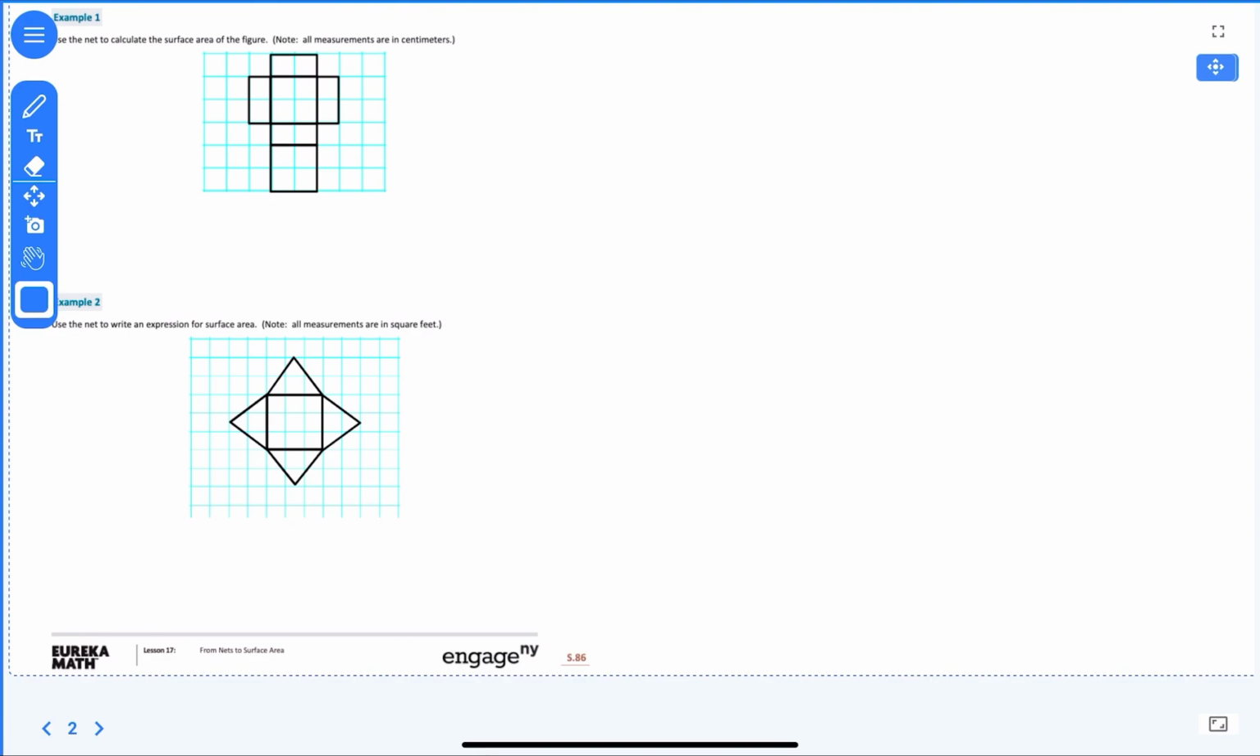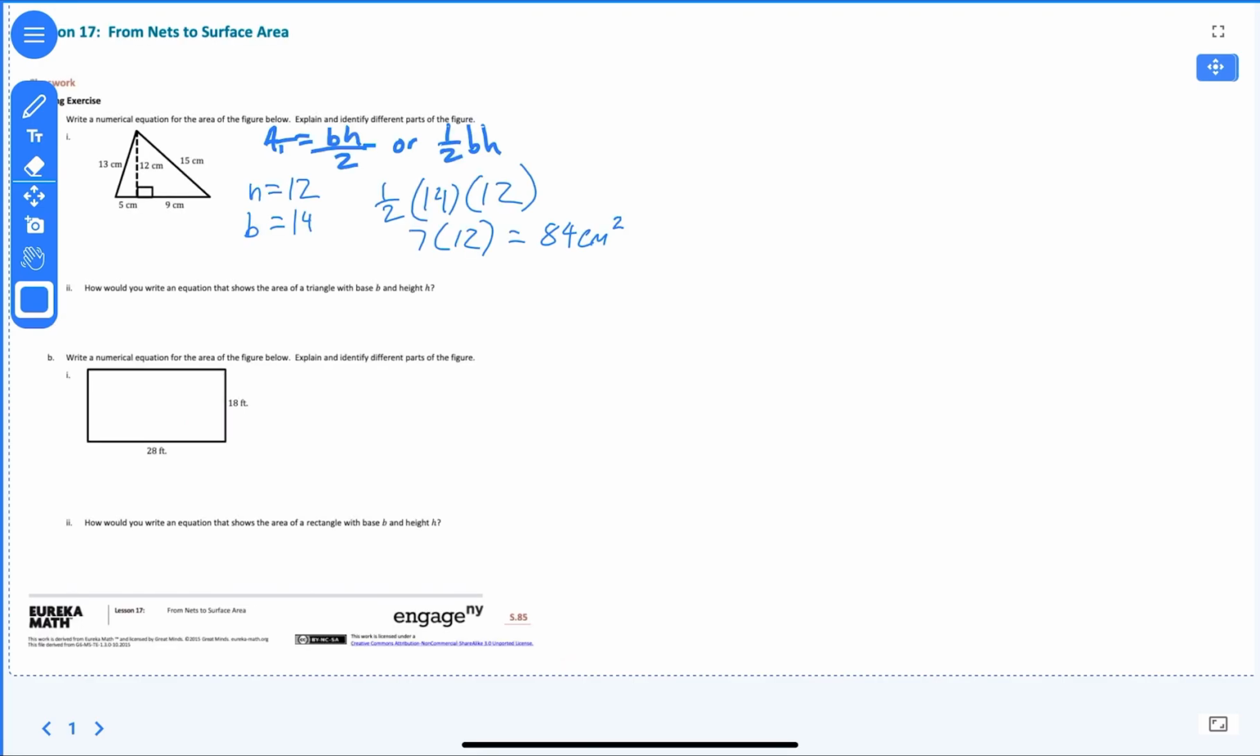Do you see? Wait a second. Let me go back here. So this is what was messing up earlier. See, if I go back to the page on page 1, do y'all see the part B? See, it wasn't showing up for me a while ago. And now when I went back to it, it's there. All right, let's go back to part B. Sorry. Write a numerical expression for the area of the figure below.